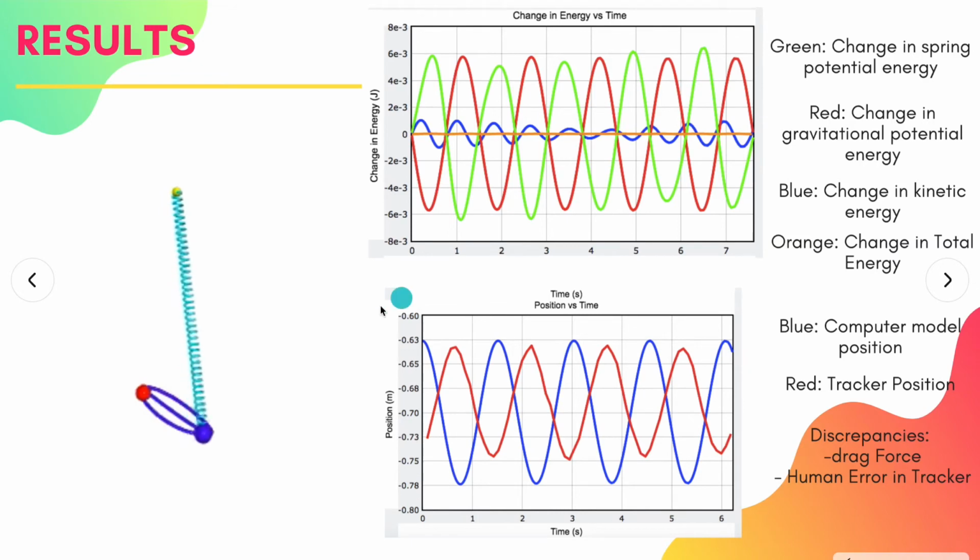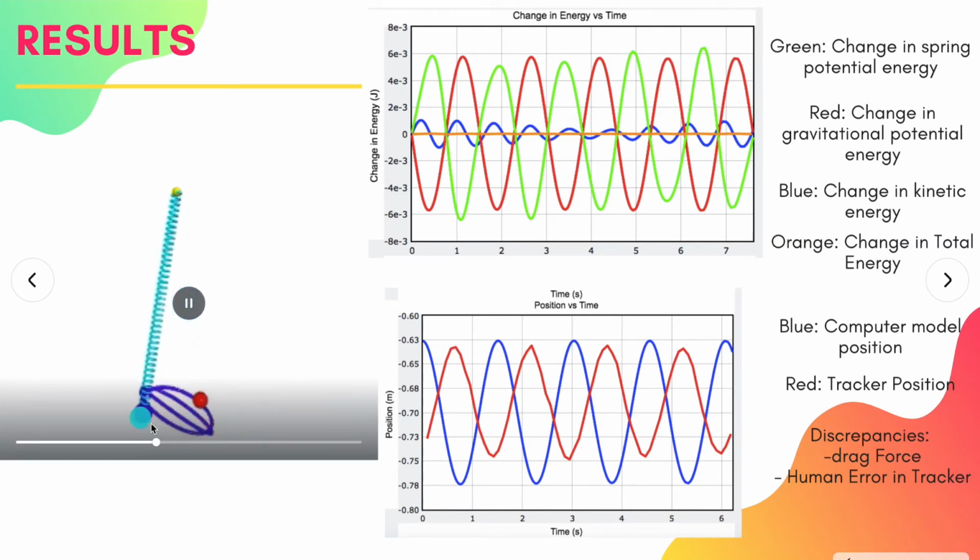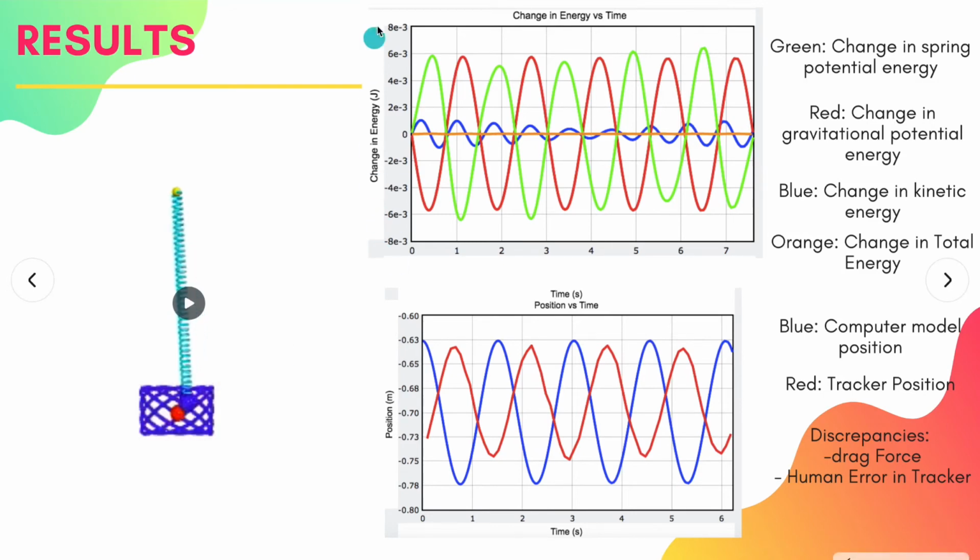These were my results. The blue ball represents the computational model ball, and the red ball represents the one that follows our Tracker data. We can see that they follow a super similar path. To the right, we can see the two graphs that we got from our computer model. The first one is a change in energy over time. The orange line represents the change in total energy, which remains constant. The green line represents the change in spring potential energy, and the red line represents the change in gravitational potential energy. Finally, the blue line is our change in kinetic energy.